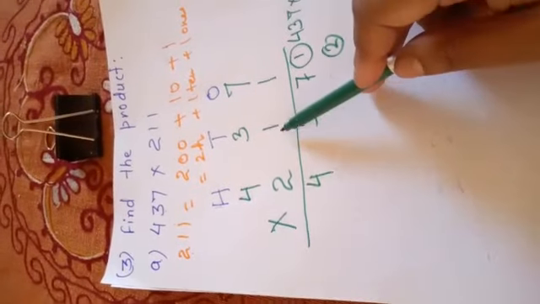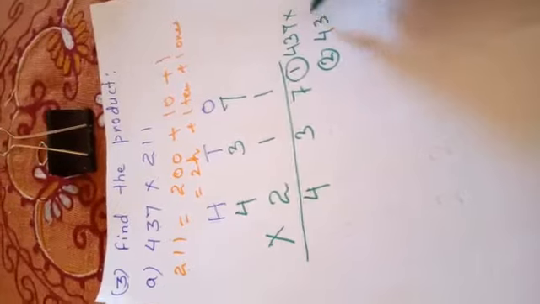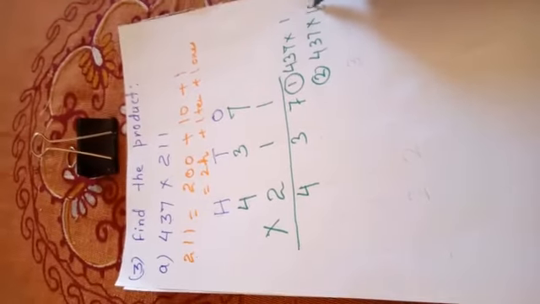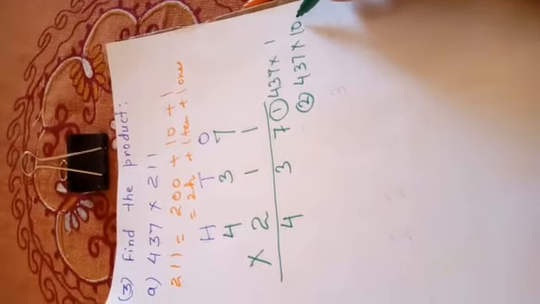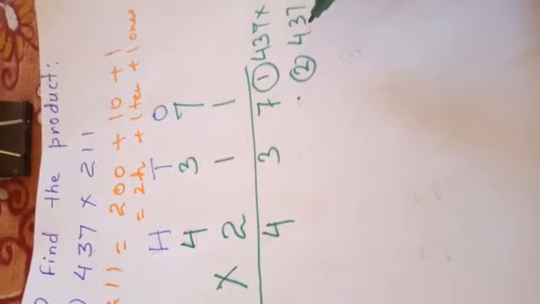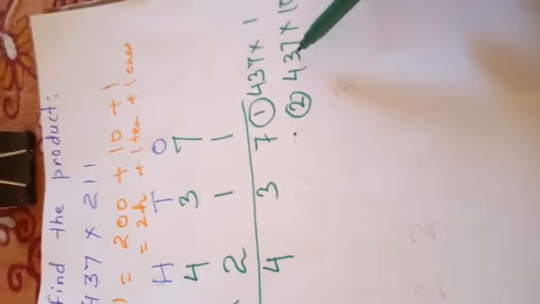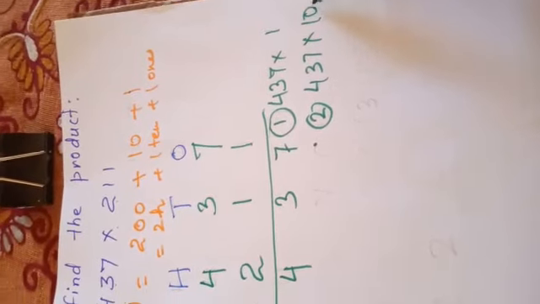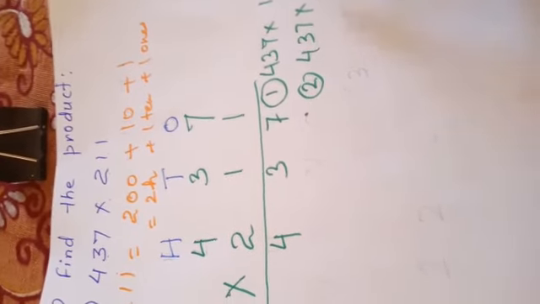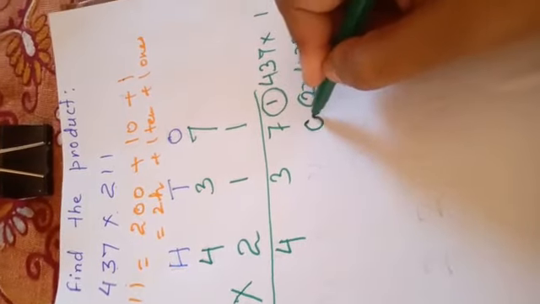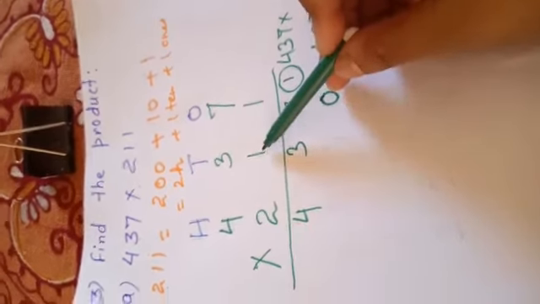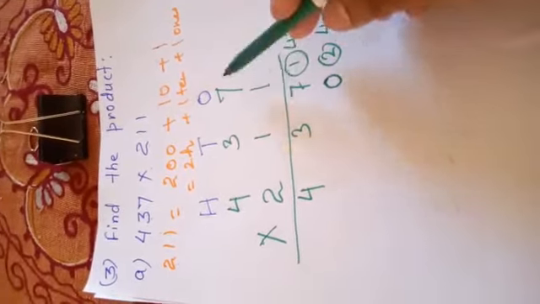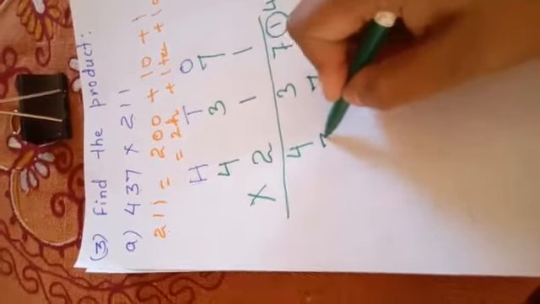Now the second step. In the second step, 437 will be multiplied by 10. Since 10 has 0 to the right side of 1, the product will also have 0 to the right side of the product. Now let's start multiplying with 437. So 1 seven is 7, 1 three is 3, 1 four is 4.